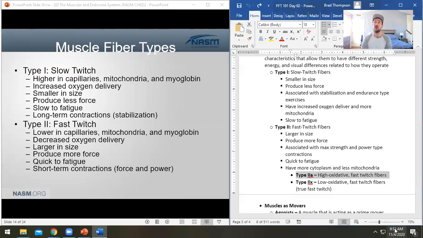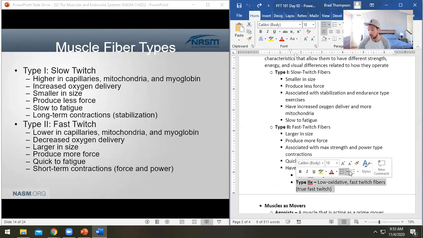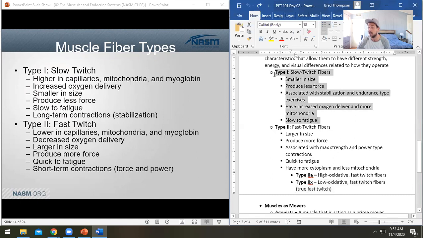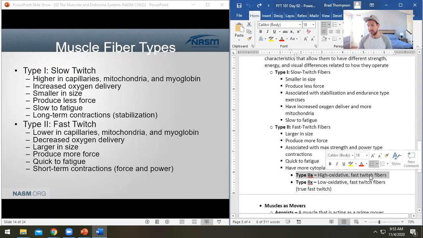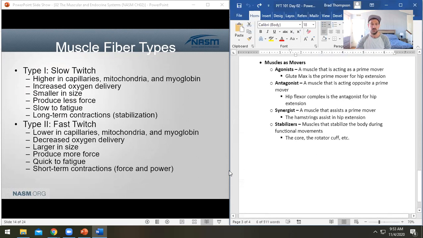We want them to be really powerful, but we also want them to have some endurance, right? Rather than just being extremely powerful with no endurance, or being extremely enduring, but having no power. Generally, type 2A is what you're looking for in most athletic sports. And that's around 6 to 12 repetitions most of the time.